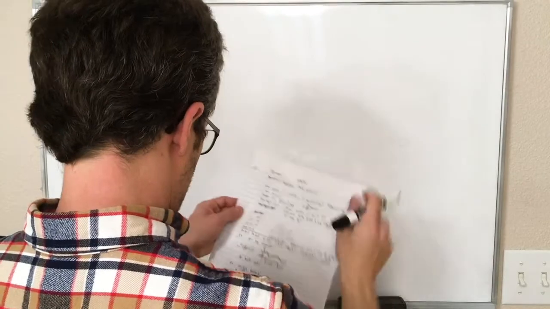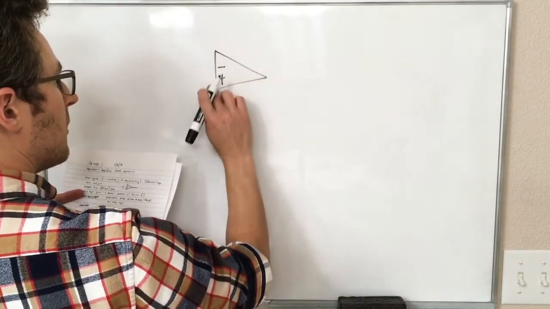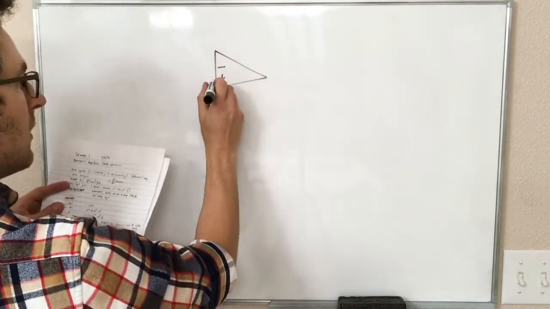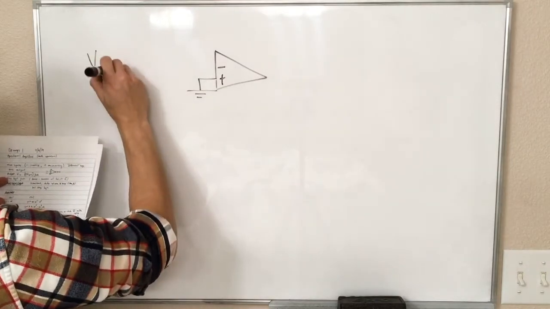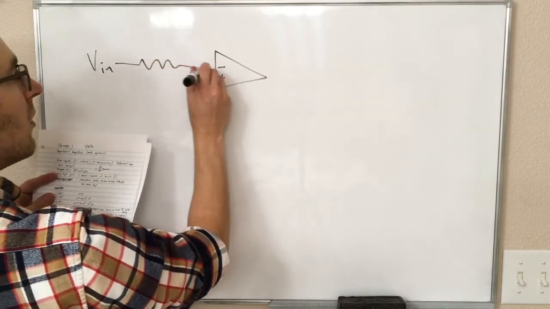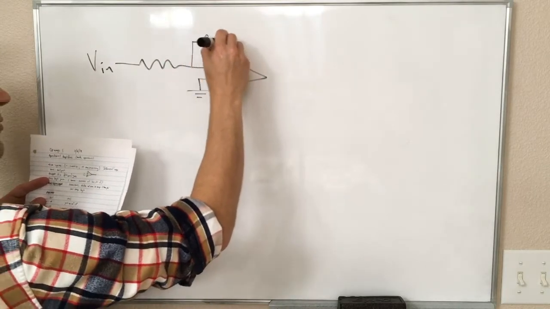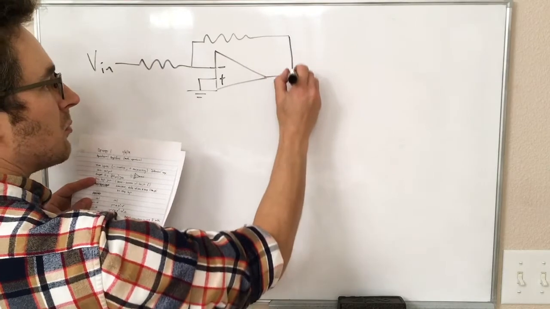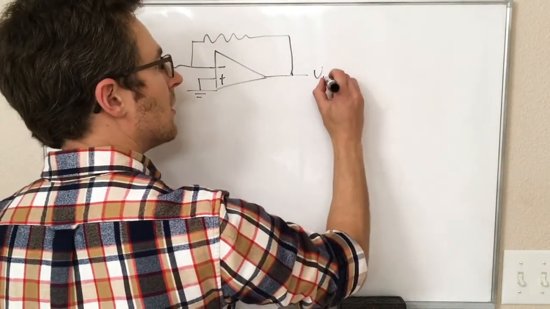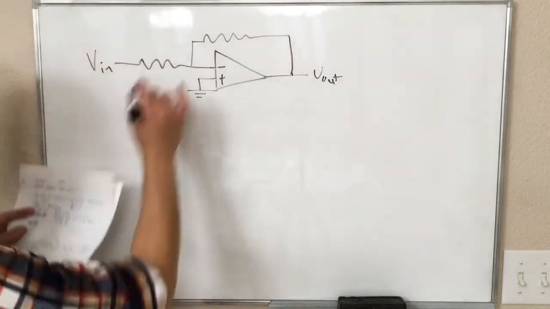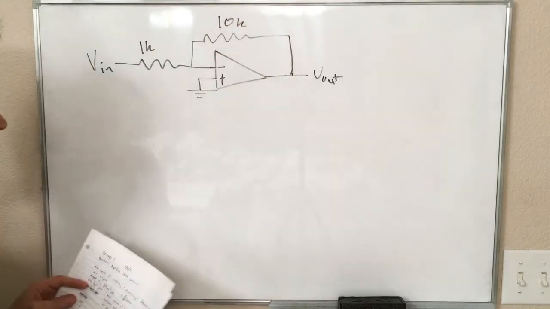So our circuit from last week looked like this. We had an op amp with the non-inverting input grounded. The input voltage to the circuit went through a resistor to the inverting input, and then there was a feedback resistor between the output and this inverting input. So this is our output voltage. We had values for these resistors. This was 1K, this was 10K.